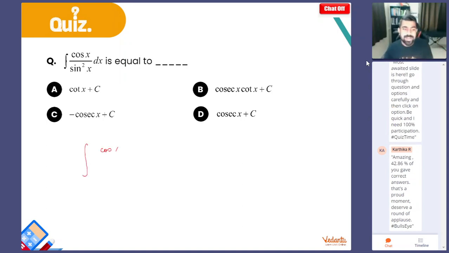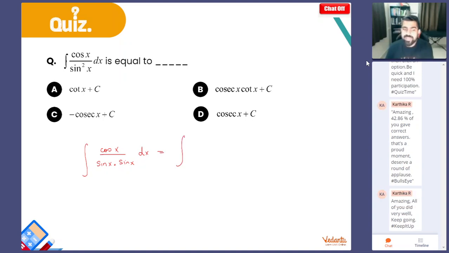Okay. So what I'm going to do here is I will write cos x by sin square x as sin x into sin x. So this can be written as cos x by sin x is what? Cos x by sin x is cot x. And 1 by sin x is what? 1 by sin x is cosecant x.